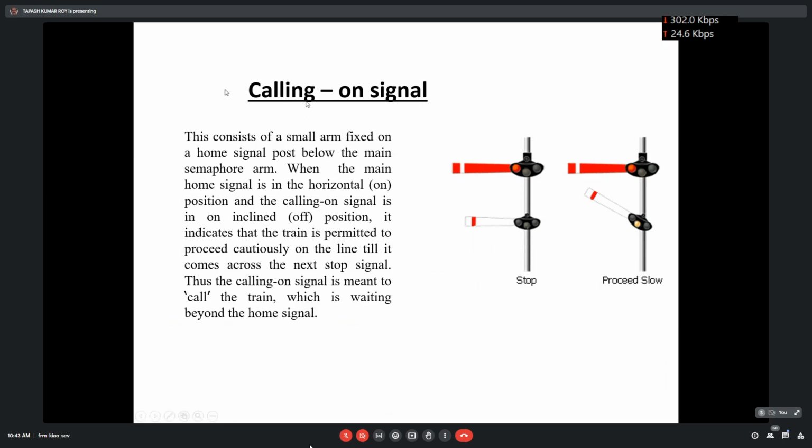It depends upon the position of the signal. If the signal is horizontal, then stop. This one is the calling on signal, white part. This one means proceed slowly, with caution. Until and unless you get the next signal in front of it, you have to proceed very, very slowly.